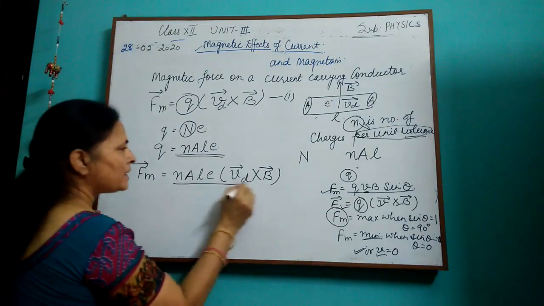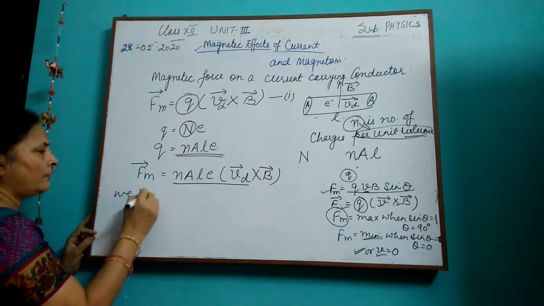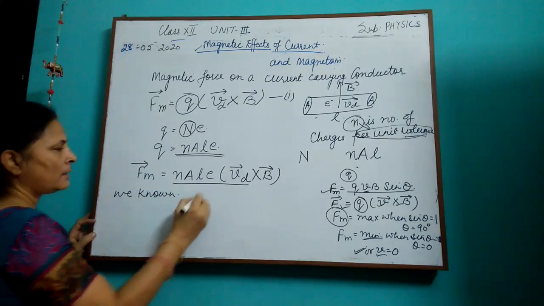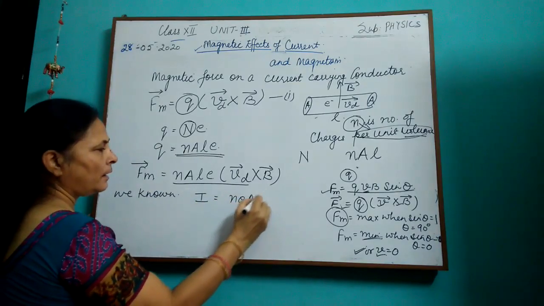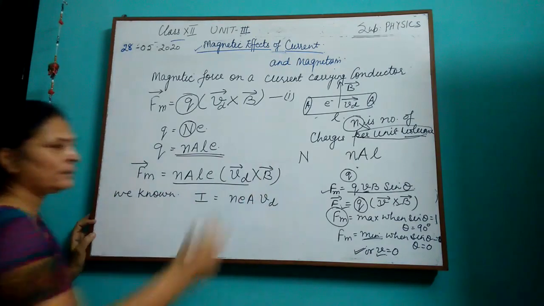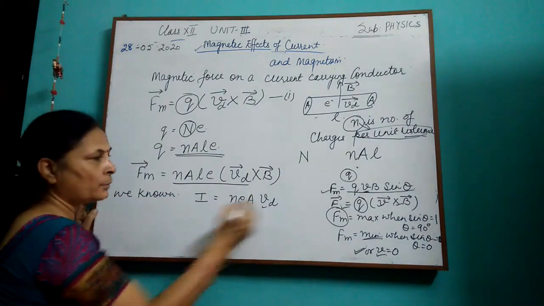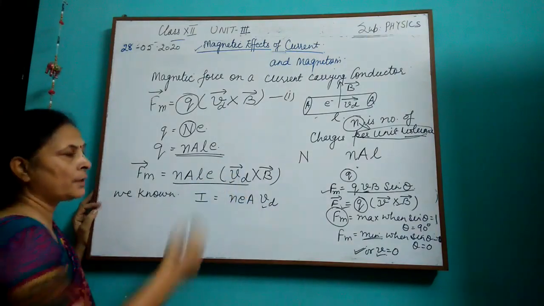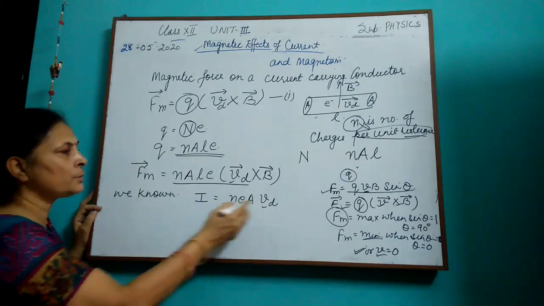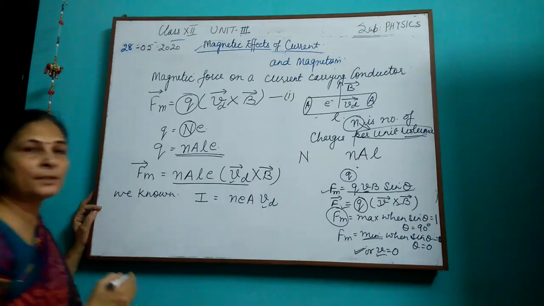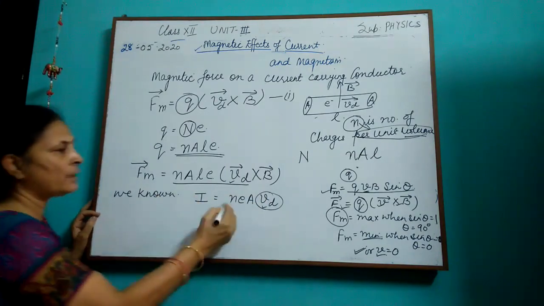Now this can be replaced by another term. As we already know from our second unit, I equals n e A Vd. Now Vd is a vector quantity because here we are using it in vector notation, but I is a scalar quantity. How to convert so that we can introduce a vector on both sides? Because if this is a vector quantity, we shall have a vector on this side also, because here we don't have any other vector.